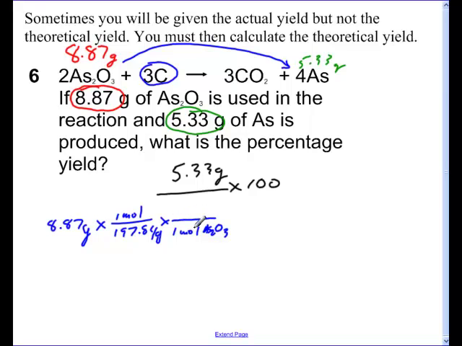Oxide. Oops, sorry, my fault. Look at the equation. For every 2 moles of arsenic oxide, we're going to make 4 moles of arsenic. And then 1 mole of arsenic happens to weigh 74.92 grams. Okay? When you work that out, you get a value of 6.75 grams. That is the theoretical right there.